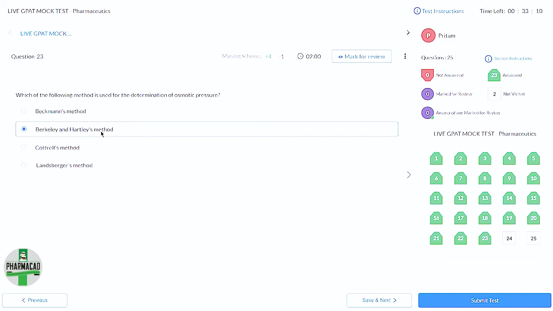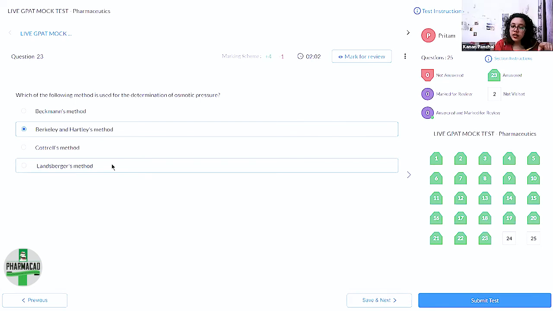Ma'am, Landsberger's method is used for determination of molecular weight. Okay.